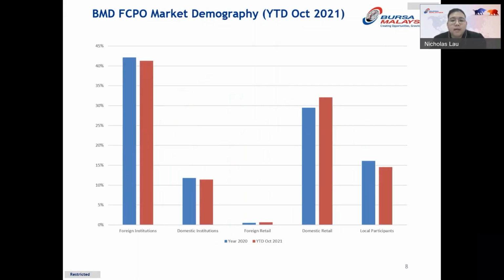In terms of the market demography, we can see here it's quite evenly split between retail and institutions, of course. So we can see foreign institutions, so these are the international participants. And at the same time, domestic retail is high as well, together with our local participants who are the professional traders. So it is quite a good and healthy mix between the institutional segment as well as the retail segment, both domestically and in the international space. So our FCPO contract, it's a very healthy mix in terms of demography.